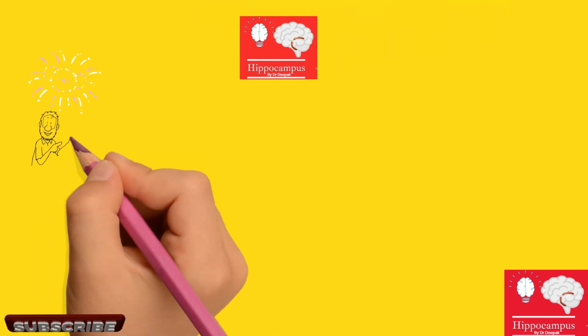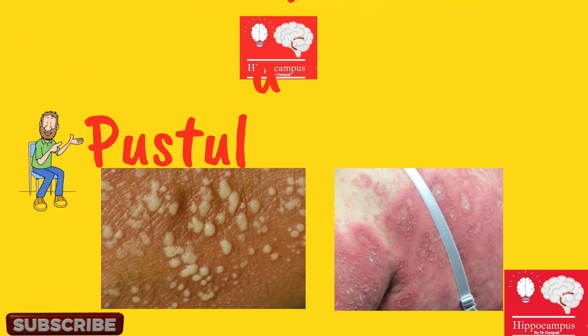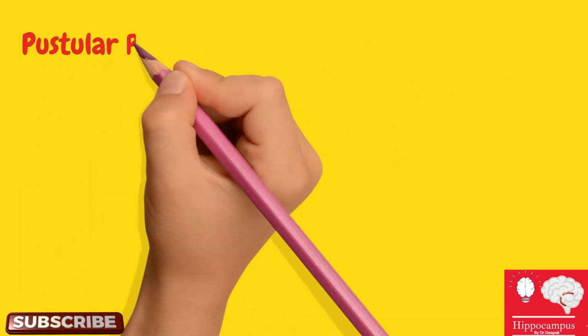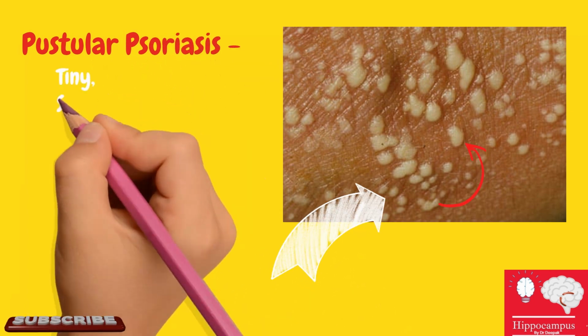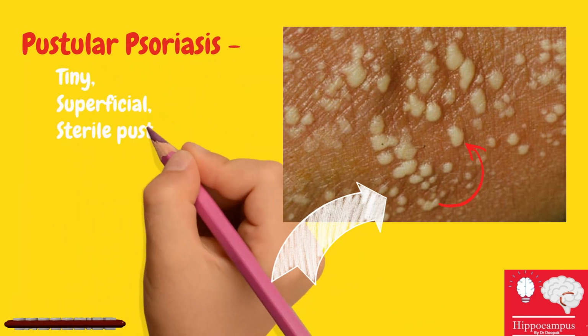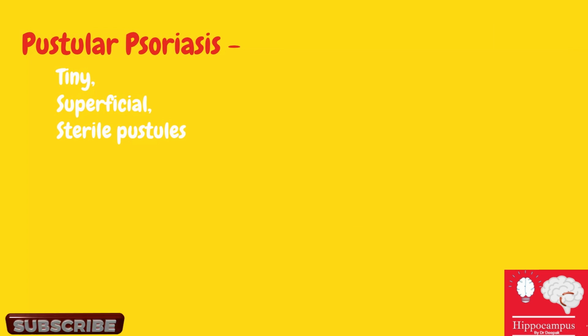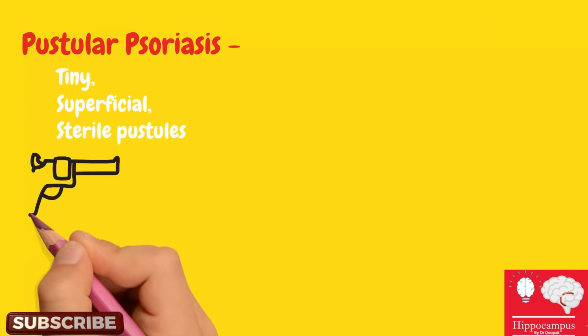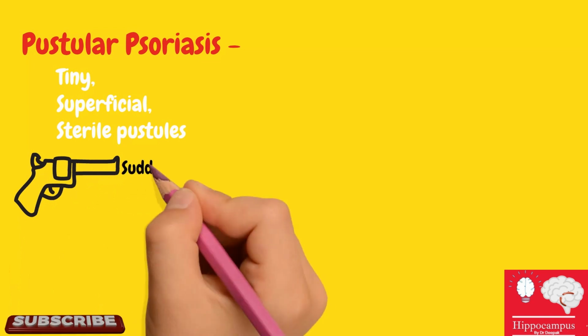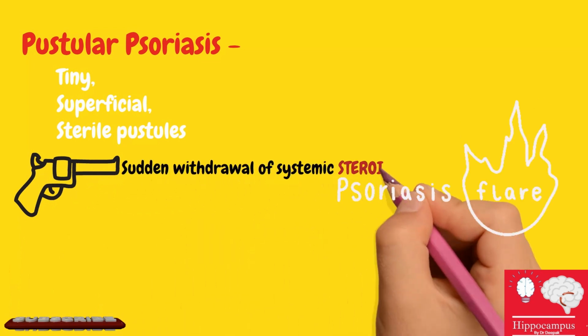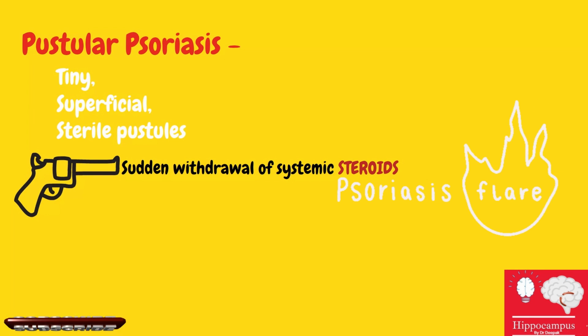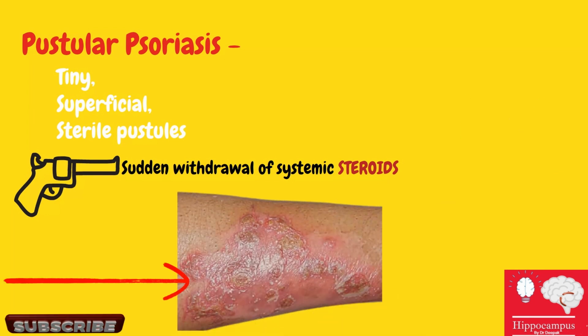Moving on to the next form of psoriasis, which is pustular psoriasis. This variant is characterized by the presence of tiny, superficial, sterile pustules presenting on a background of psoriasis. The most important trigger for pustular psoriasis is sudden withdrawal of systemic steroids. These patients are going to present with sheets or lakes of pus.